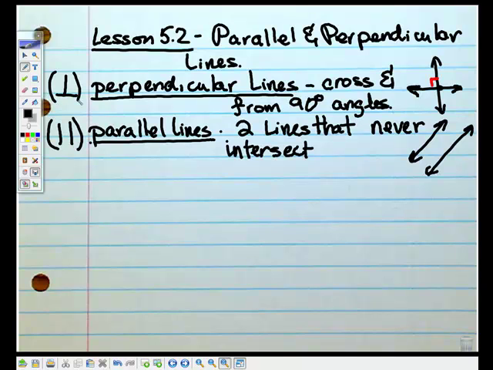If you commonly get the words parallel and perpendicular mixed up, I would encourage you to look at the word parallel and see that there are two L's here, and the two L's drawn properly actually show two parallel lines, or give an example of parallel lines.